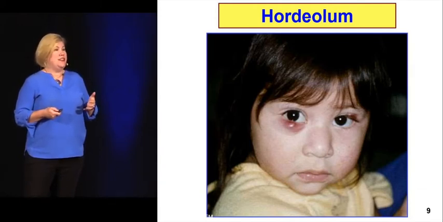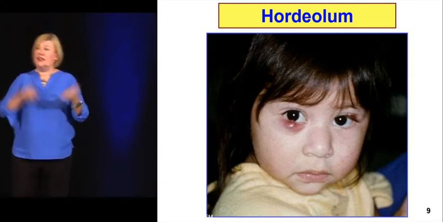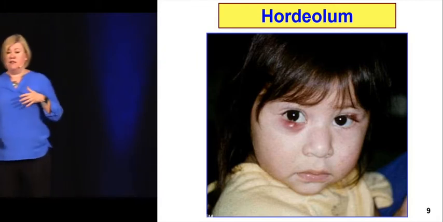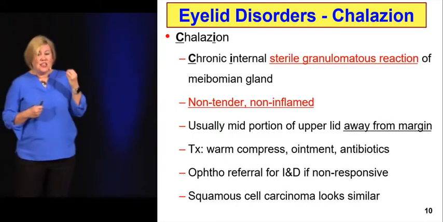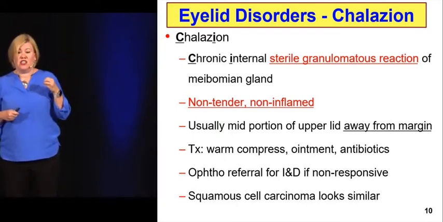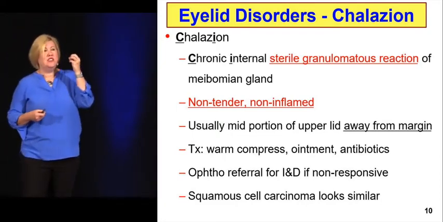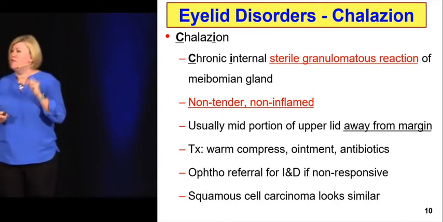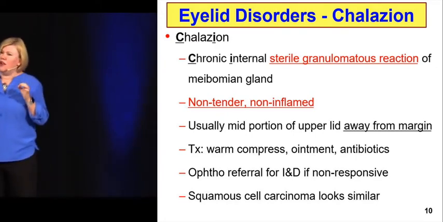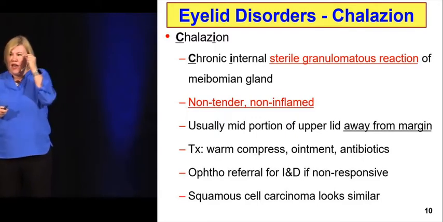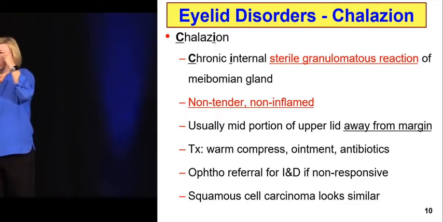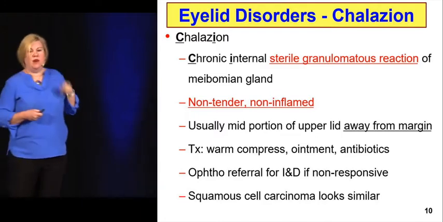One of the things to differentiate is hordeolum versus chalazion. These two things are often confused. Now remember that chalazion is actually a chronic internal sterile granulomatous reaction of the meibomian gland. And so this is usually not tender and not inflamed, although sometimes they can flare up acutely. And the key to it is where it is. It's usually in the upper mid portion, and it's usually just a little away from the lid margin itself.